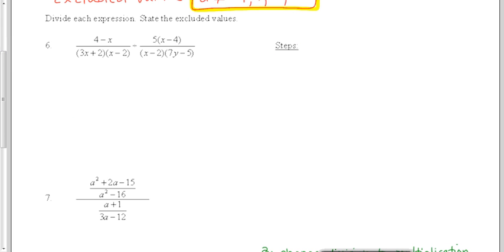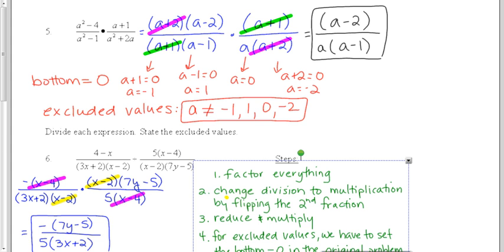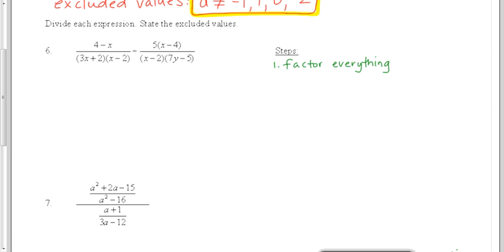All right, one more type of problem to do, and that is division. On number 6, we're going to divide each expression and state the excluded values. So for this one, my first step, just like all the other ones, is to factor everything.